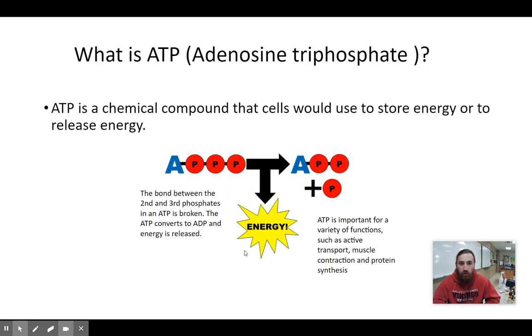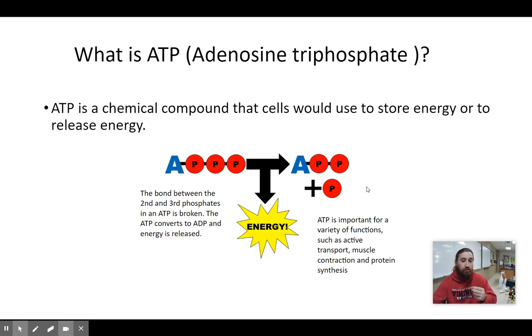Okay, so as we get moving on, what is ATP? Like, what does this stand for? What do we need to know about it? Realistically, ATP is something called adenosine triphosphate. Now, ATP is a chemical compound that cells use to store energy or to release energy. So we have something called ATP, and then we're also going to add another word in that's called ADP. So if you guys see this image right here, we have an adenine, and we have 3 phosphates. Now the bond between the second and third phosphates in an ATP is broken. This ATP converts to ADP, and then energy is released. Okay, so every time a single bond is snapped or broken, we're releasing energy.